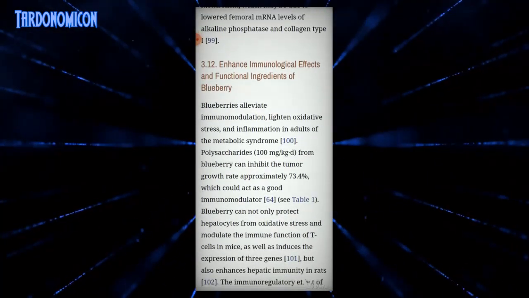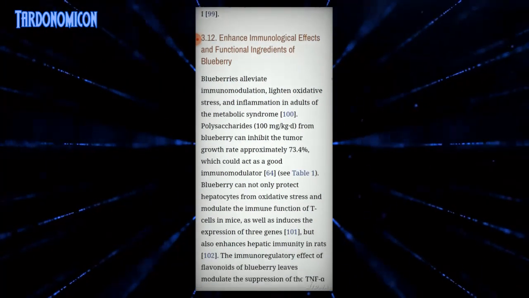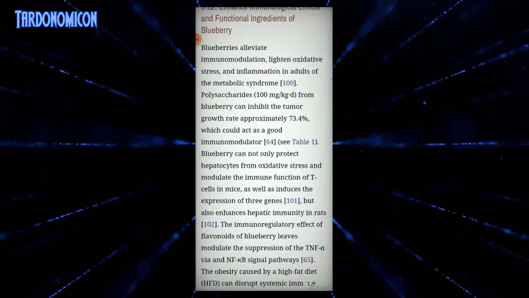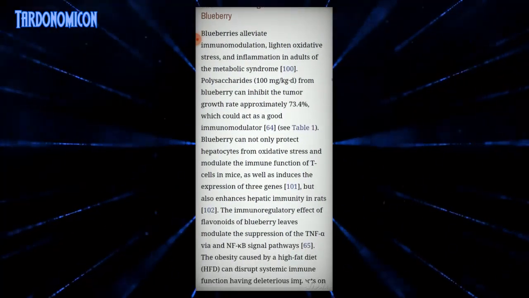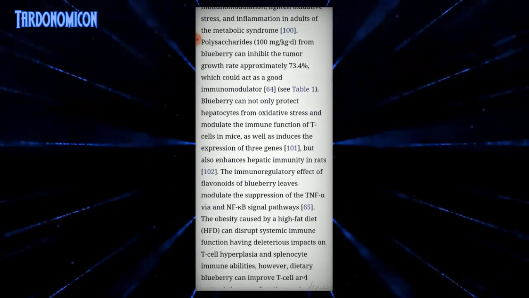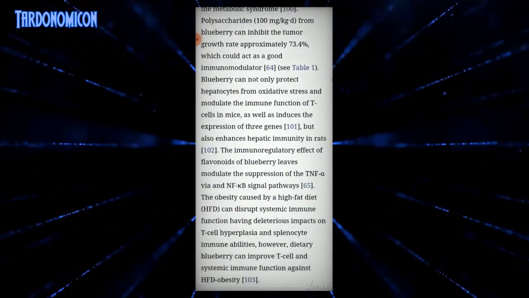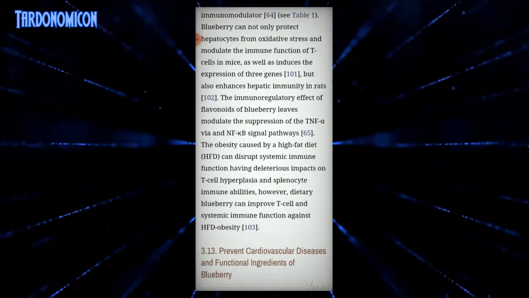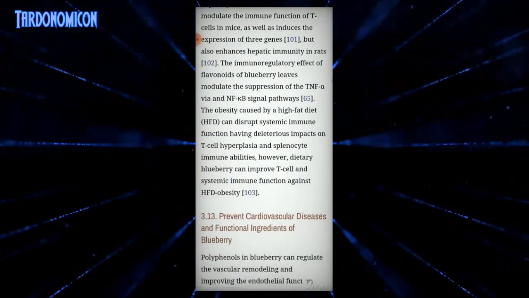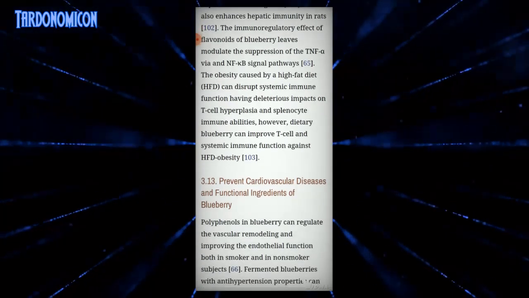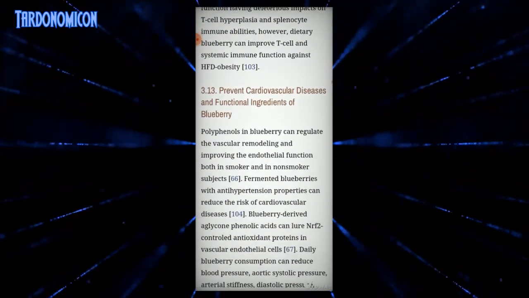So it enhances immunological effects and functional ingredients. Blueberries alleviate immunomodulation, lighten oxidative stress and inflammation in adults with metabolic syndrome. Polysaccharides from blueberries can inhibit tumor growth. Also enhances hepatic immunity in rats. The immunoregulatory effect of flavonoids of blueberry leaves modulates suppression.